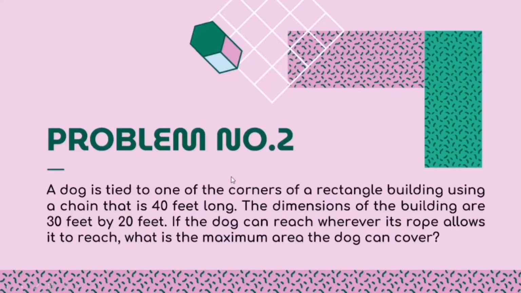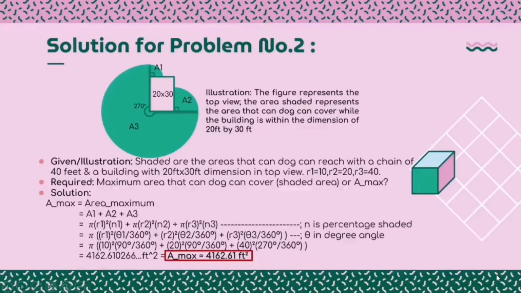Problem number 2. A dog is tied to one of the corners of a rectangular building using a chain that is 40 feet long. The dimensions of the building are 30 feet by 20 feet. If the dog can reach wherever the rope allows it to reach, what is the maximum area the dog can cover? So the illustration shows the top view. The area shaded represents the maximum area the dog can cover, and it has a 20 by 30 building given.